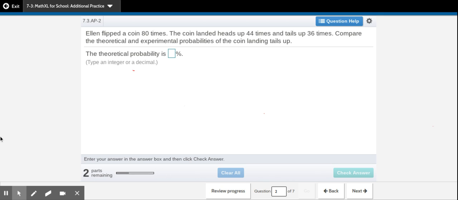So we have Ellen flipped a coin 80 times. The coin landed heads up 44 times and tails up 36 times. Compare the theoretical and experimental probabilities of the coin landing tails up.